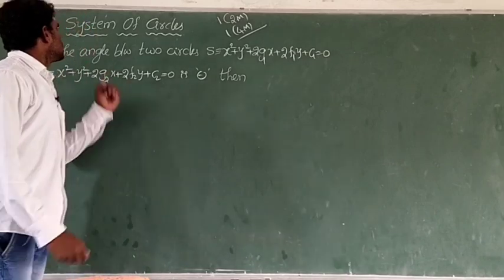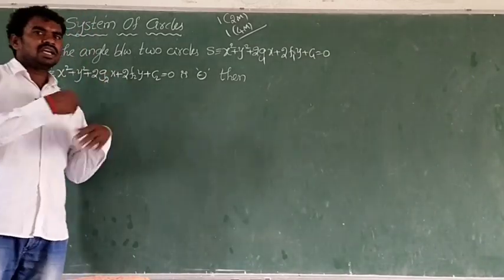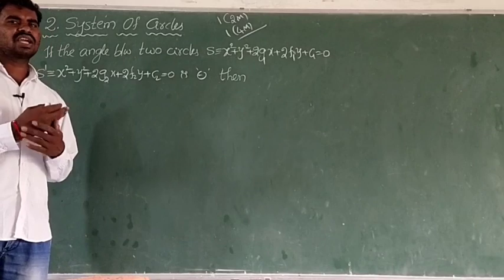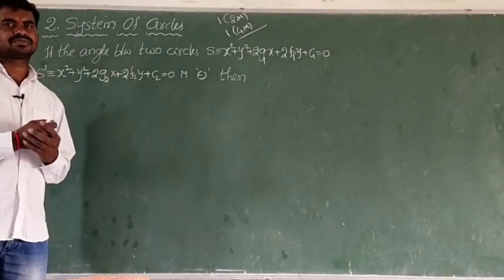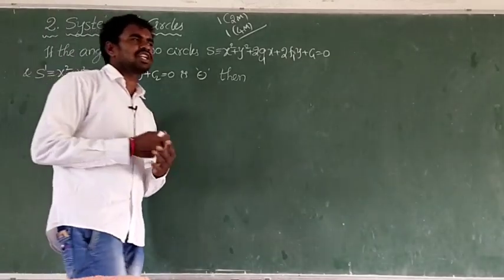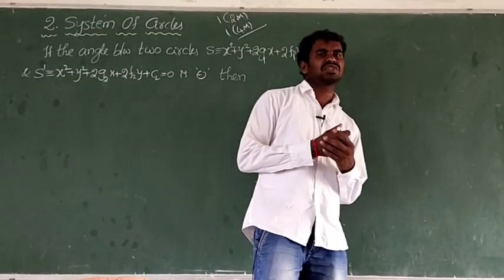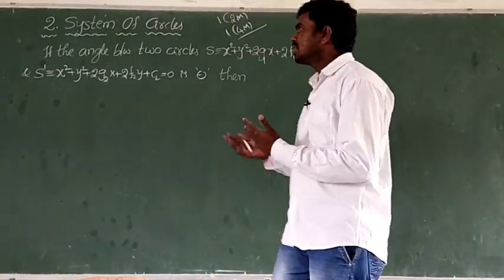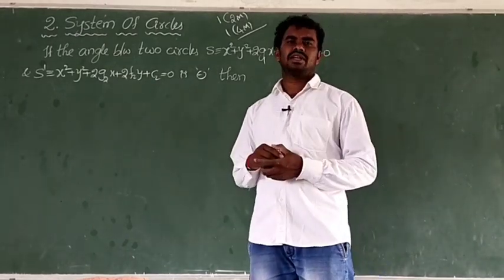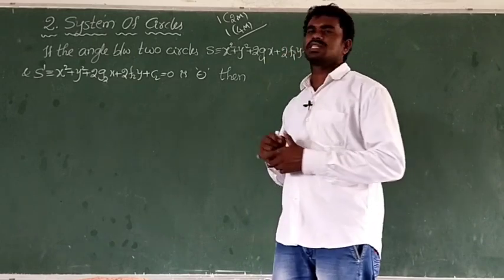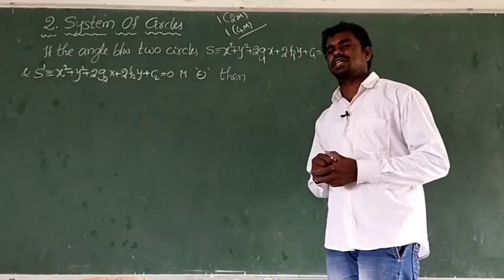System of Circles means in this chapter we mostly study more than 2 circles, about the relation between 2 circles, 3 circles, and so on. Let us see what concepts are there in the chapter. The first concept is the angle between 2 circles.